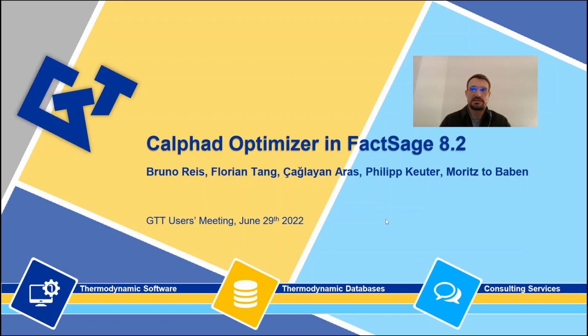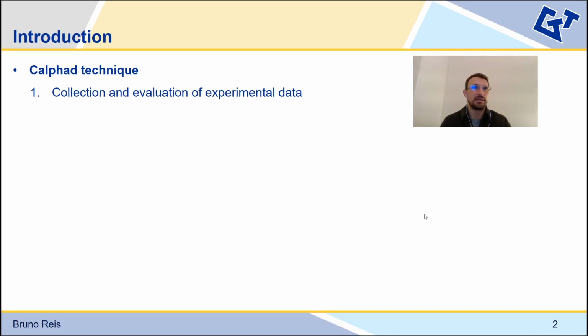So, in order to understand what the program is, we can take a closer look at the Calphad technique itself. There are three steps that constitute this technique. The first one being the collection and evaluation of experimental data, either from the literature or from new experiments. And the second step is the setup of sensible thermochemical models. So this is when the database developer selects which model is better suited to describe a certain phase.